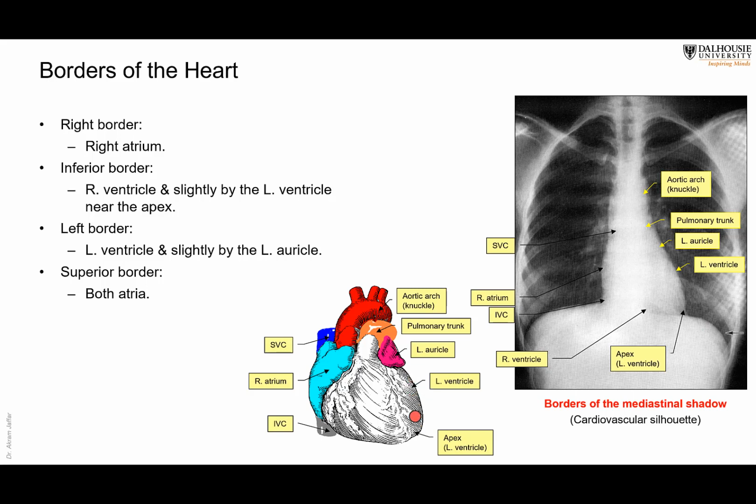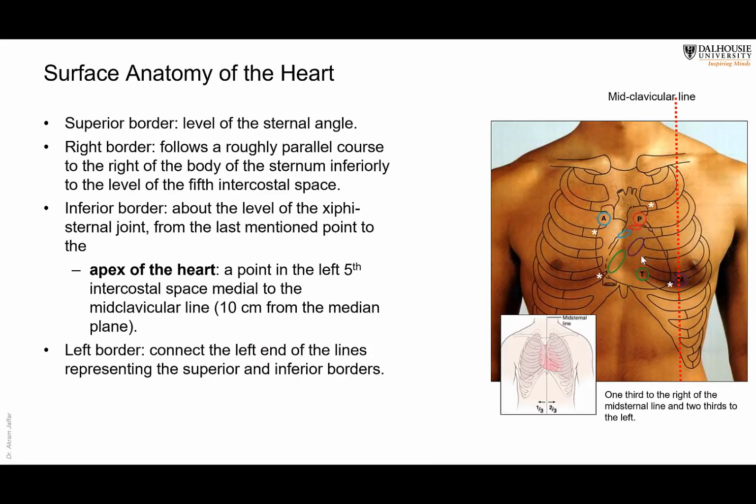That small narrow strip of the left ventricle appears on the anterior surface of the heart. Then the left border of the heart is mainly the left ventricle, and there is a small area here that represents the auricle of the left atrium. When there is enlargement of the left atrium, it will cause a bump at this location. Okay? This is to show you the surface anatomy of the heart.